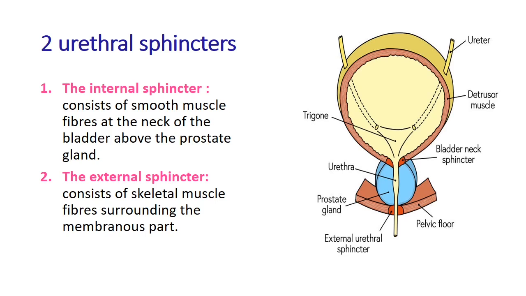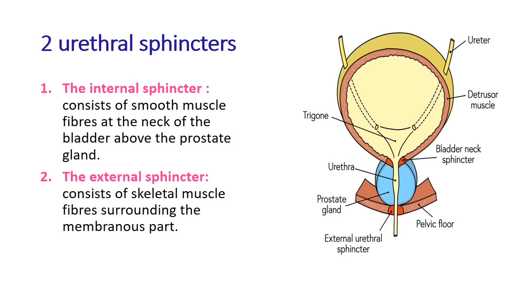Now it has two sphincters. Two urethral sphincters are there. The first one is the internal sphincter and the second one is the external sphincter. You can see in the figure the external sphincter and the internal sphincter.